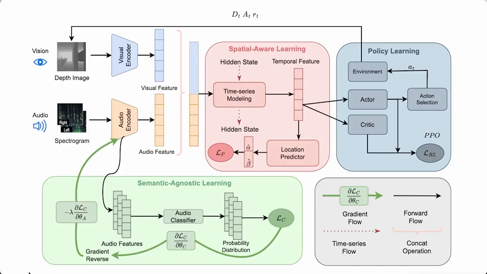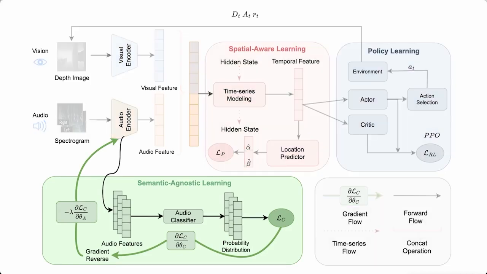To tackle the generalization problem and improve sample efficiency, we designed two auxiliary tasks. The green branch in the figure is semantic-agnostic learning. In this task, we design an audio classifier to distinguish the audio features generated by an audio encoder. We add a gradient reversal layer between the audio encoder and the audio classifier to maintain an adversarial relationship. If the accuracy of the audio classifier is low, we argue that the audio encoder is semantic-agnostic.